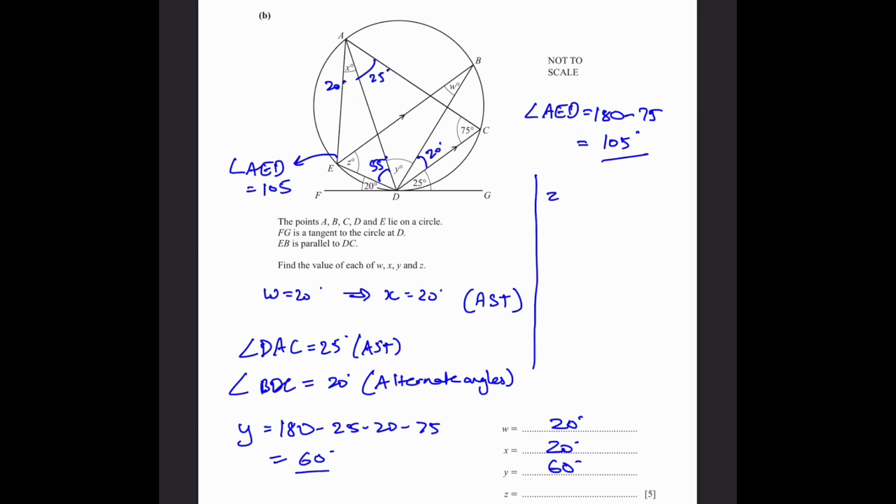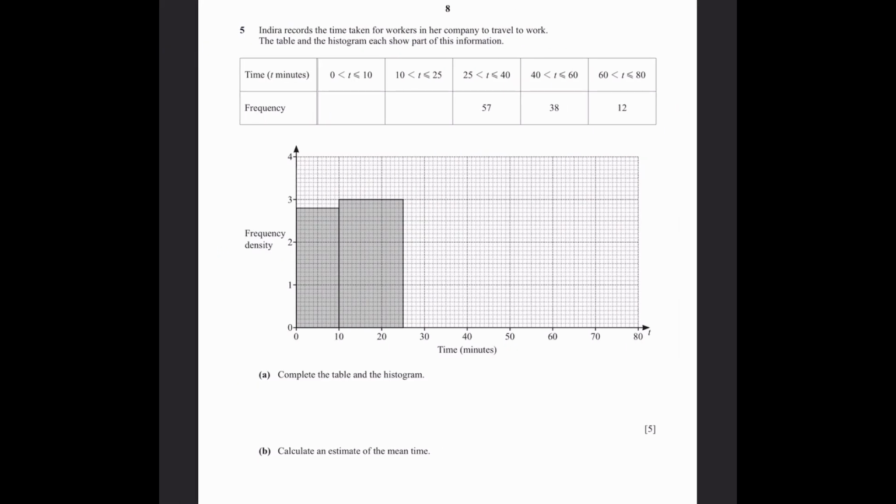So Z is equal to 180 minus 55 minus W minus Y. We know what W is and what Y is. So 180 minus 55 minus 20 minus 60, which is 45 degrees. And we have got our fourth and final angle for this question. That's our answer. Let's go to question 5.